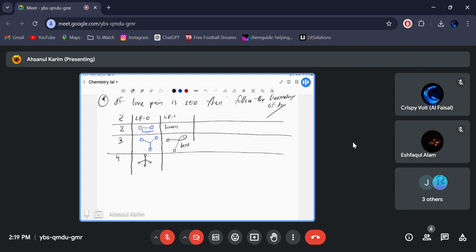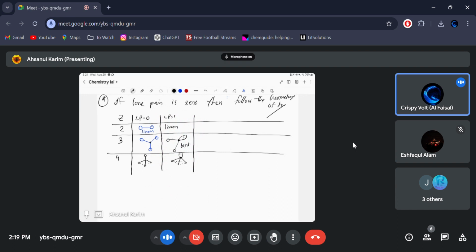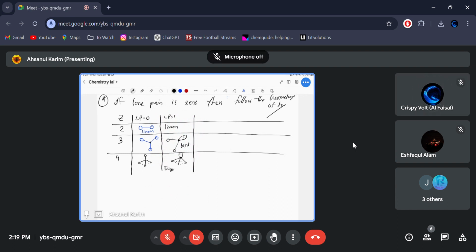If you have one lone pair, very important. If you have one lone pair, what will the shape look like? Trigonal pyramidal. Okay, this is how trigonal pyramidal actually looks, and this is the structure of ammonia. Correct? This is how ammonia looks. Understandable? Trigonal pyramidal.